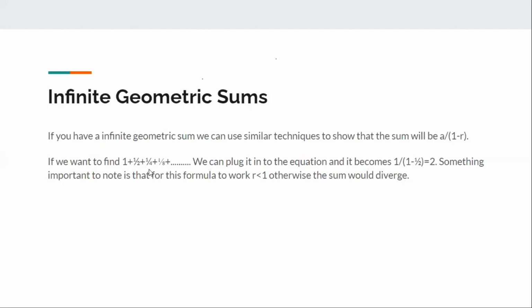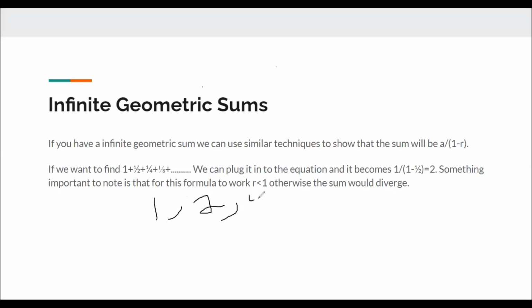Something important to note is that for this formula to work, the ratio has to be less than 1. The reason is that if it's like 1, 2, 4, 8, the sum is going to start to diverge, or it's going to go towards infinity, which would be impossible to sum. So that's why you have to have a ratio less than 1.